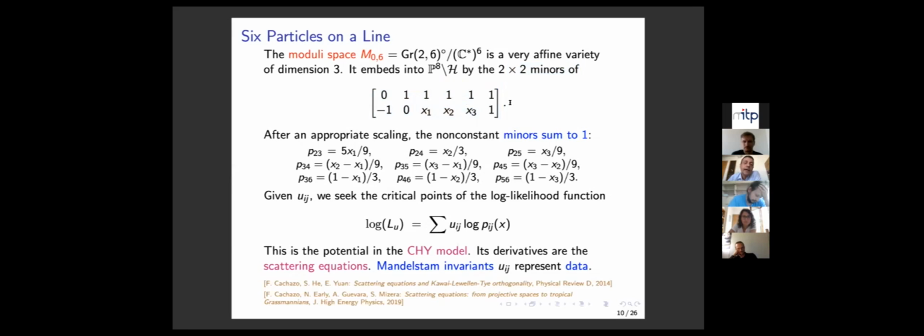Now, this embeds, for example, into a P8 by the non-constant 2x2 minors of a matrix like this. This is called the gauge in the physics literature. So I write down a 2x6 matrix. I choose 3 points. I fix them. And then I have 3.